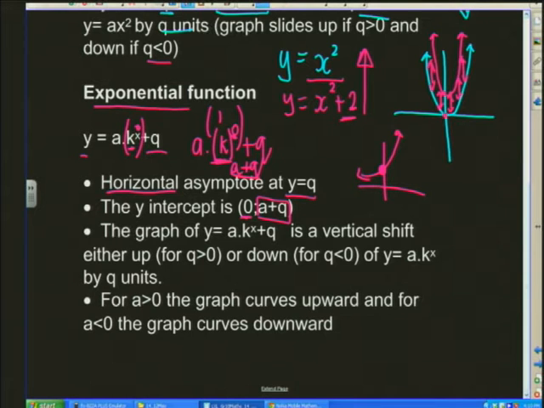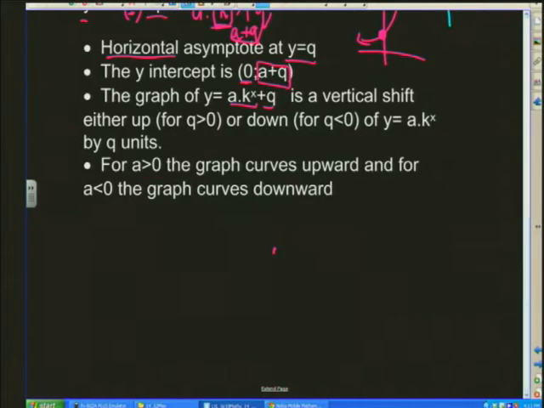Now, if we're looking at the graph y is equal to a times k to the x plus q, remember, once you add the value of q in, it means there's a vertical shift happening. This is now going to be a vertical shift, either up if q is positive or down if q is negative, of the original function y is equal to a times k to the x. So it's either going to move up or down by q units.